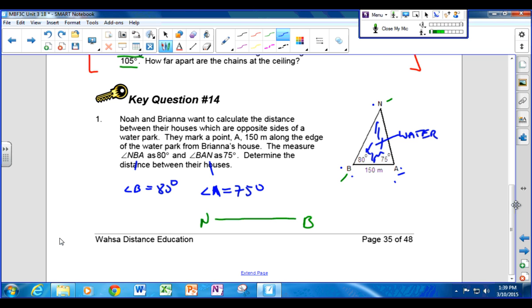Determine the distance between their houses. So where's our X going to be? Well, it's Brianna's house, that's Noah's house, so there's our X right there. So do we have everything we need? The question we're going to ask ourselves: can we use SOHCAHTOA? Can we use the law of sines? And if not, then we're going to have to use the law of cosines. You'll have to look at the situation here. It doesn't look like it's a right angle, but you want to read the question and make sure that's indeed the case. It's not a right angle. Because it's a key question, I probably shouldn't try to solve it. But let's take a look at a second one.